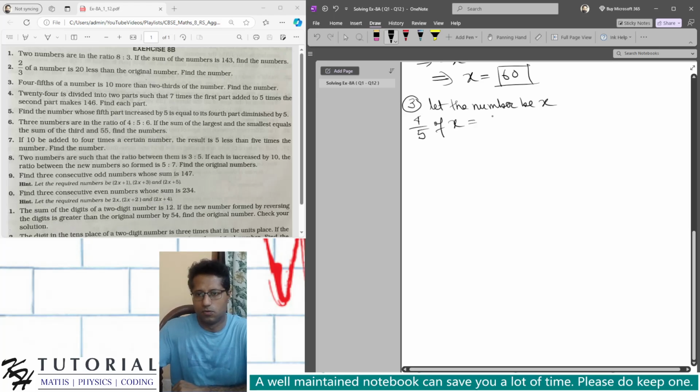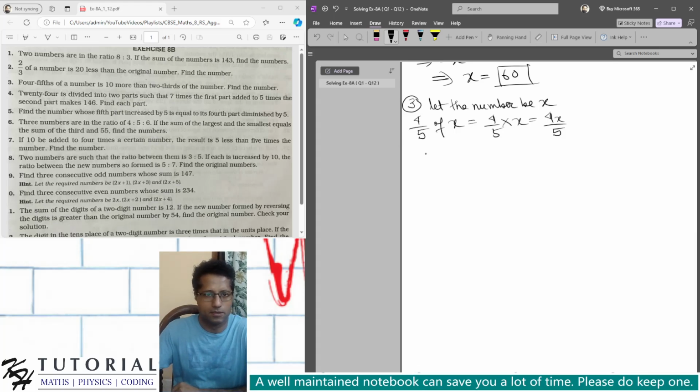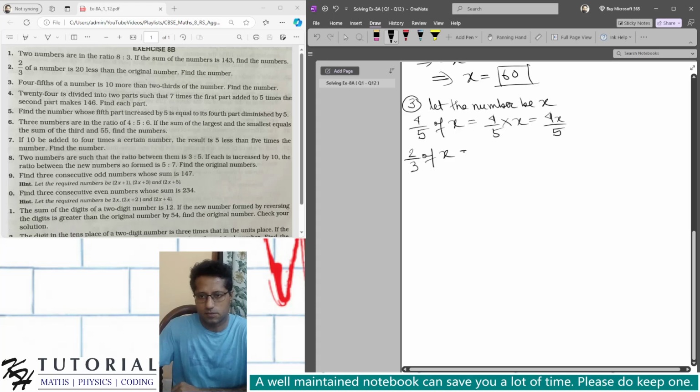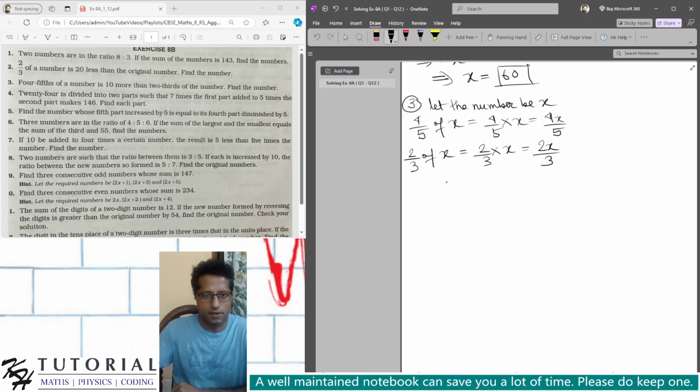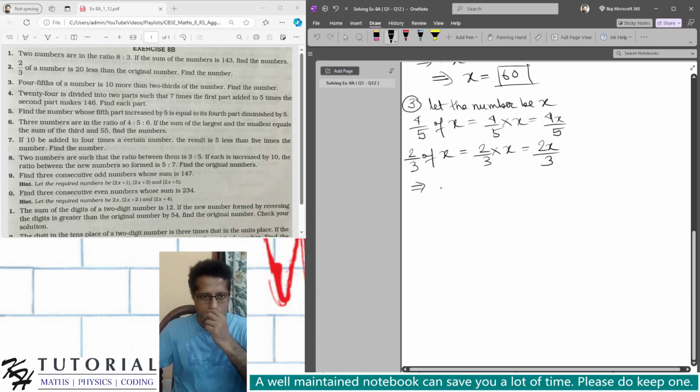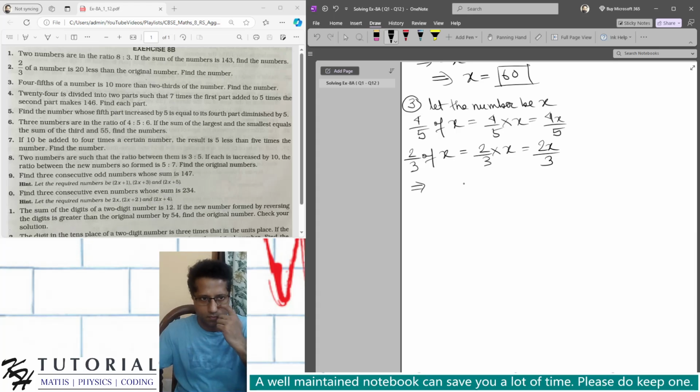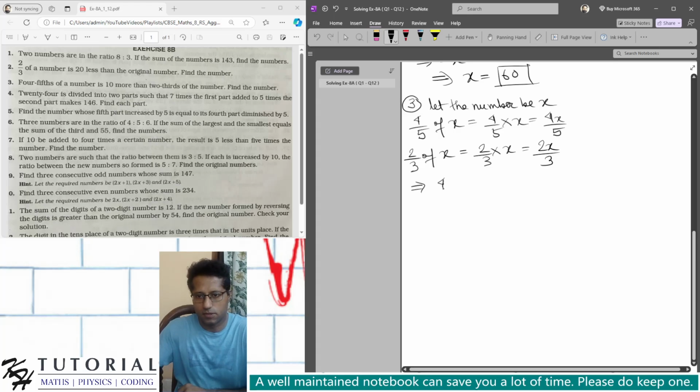So 4/5 of x will be equal to 4 by 5 multiplied by x, that is 4x by 5. I am doing the problem step by step. So what is 2/3 of the number? That is 2/3 of x, equal to 2 by 3 multiplied by x, that is equal to 2x by 3. Now it is given that 4/5 of the number is 10 more than 2/3 of the number. Hence now we can translate the given problem statement into a linear equation as 4/5 of the number is 4x by 5, which will be equal to 10 more than 2/3 of the number. 2/3 of the number is 2x by 3, and 10 more than this is plus 10. So this becomes the equation.